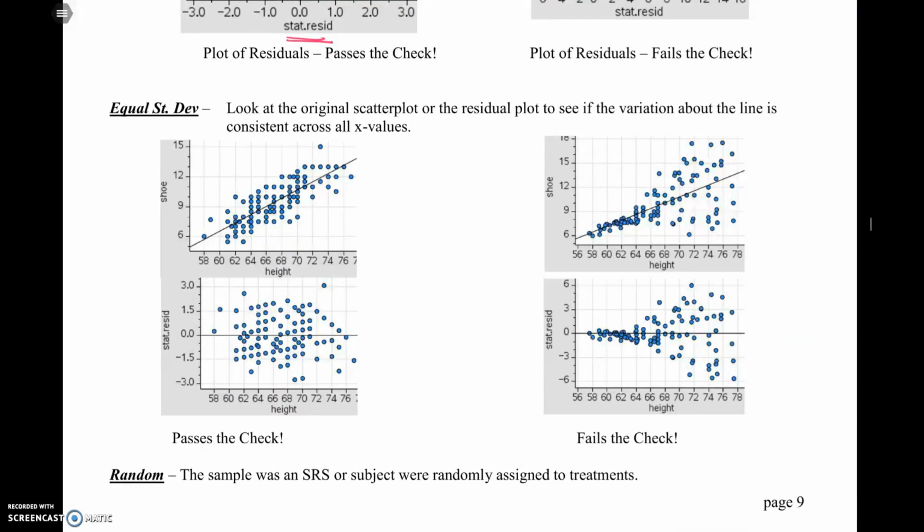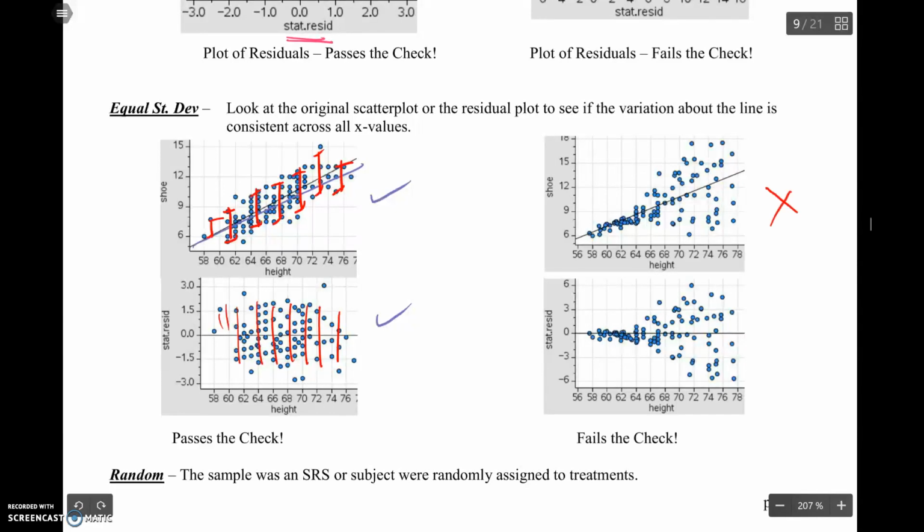Equal standard deviation. This is what we want to see. This is the line of best fit. I want my data points to be equally spread about the line for all values of x. So this is what it looks like here, and this is what it looks like in a residual plot: kind of equal spread about the line.